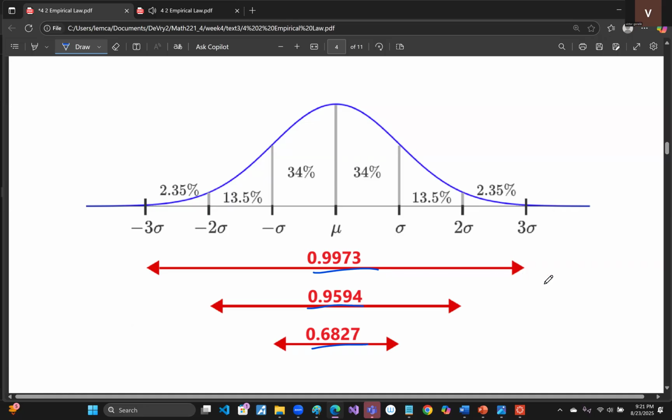Similarly, the area at interval mu plus or minus 2 sigma is 0.9544, the area at interval mu plus or minus 3 sigma is 0.9973. It is called an empirical law.